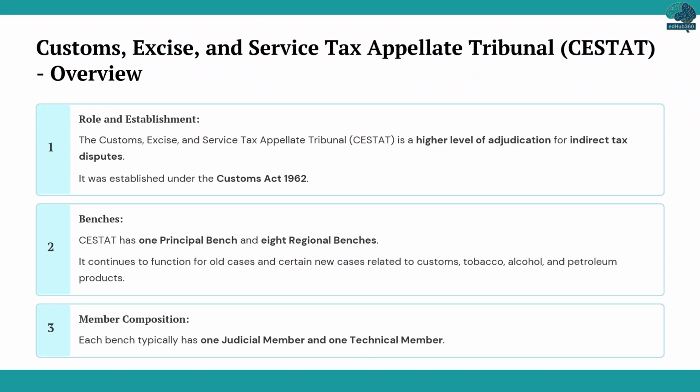Moving to indirect taxes, we have the Customs, Excise and Service Tax Appellate Tribunal, or CESTAT. This tribunal handles indirect tax disputes and was established under the Customs Act of 1962. CESTAT has 1 principal bench and 8 regional benches. It continues to function for older cases and certain new cases related to customs, tobacco, alcohol, and petroleum products. Each bench typically comprises 1 judicial member and 1 technical member.